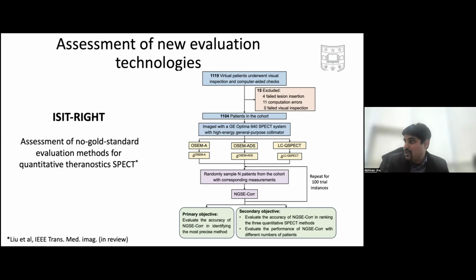But then we developed the method and we worked on it. And again, we did several studies and it showed promise. Well, how do we know if it's going to actually work with clinical data? Because again, you don't have the ground truth. So how do you validate this validation method? And so therefore, we ask the question, is it right? Is our method actually able to correctly rank the different methods? So virtual imaging trials can be used for that purpose as well. So we developed this method, which we call NGS-CORE, no gold standard evaluation, CORE referring to correlated noise between different methods. The primary objective was evaluating the accuracy of NGS-CORE in identifying the most precise method.